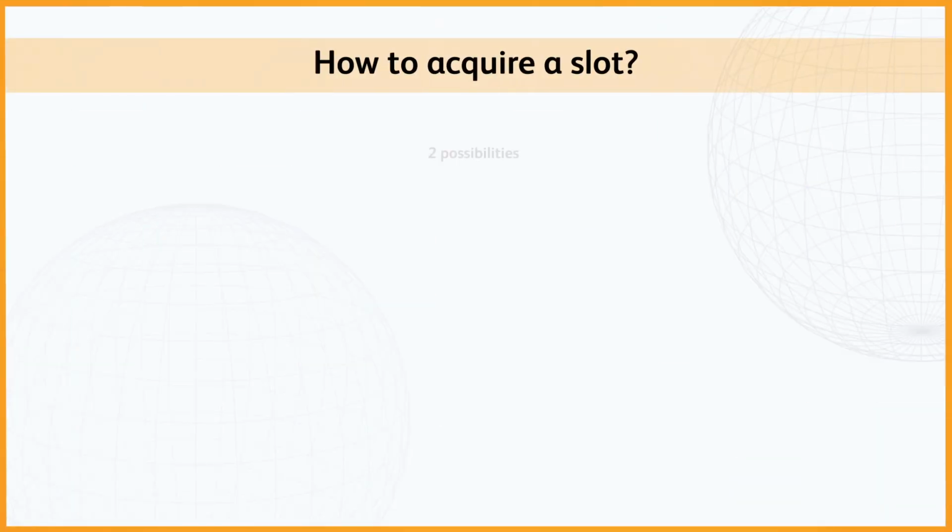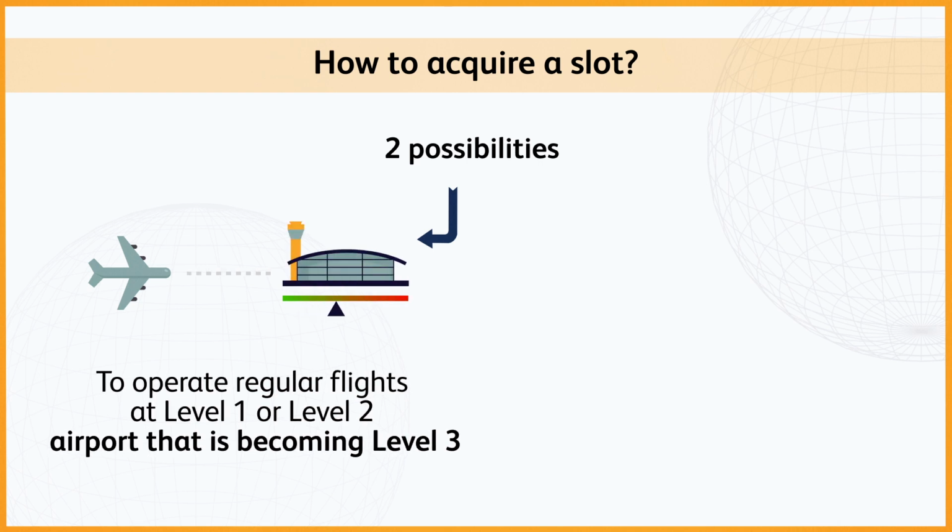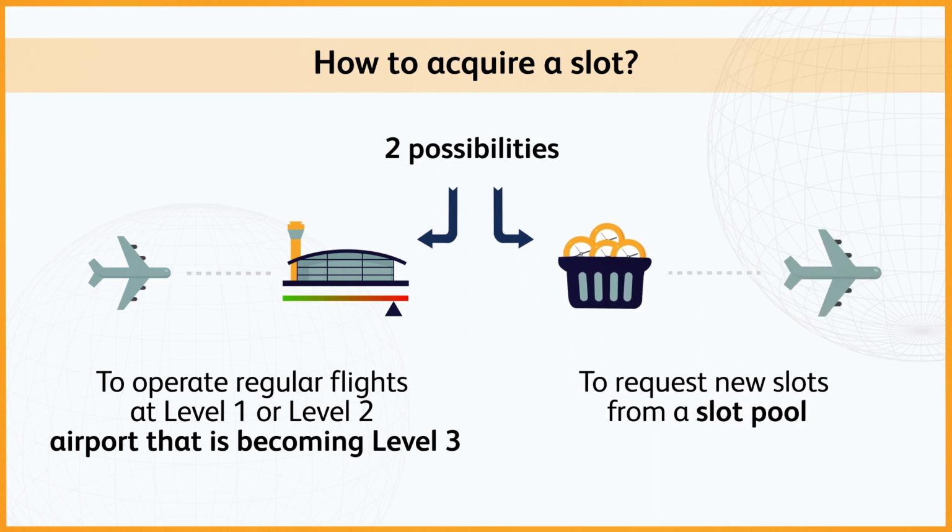There are two possibilities for an airline to acquire a slot. 1. To operate regular flights at Level 1 or Level 2 airport that is becoming Level 3. 2. To request new slots from a slot pool.